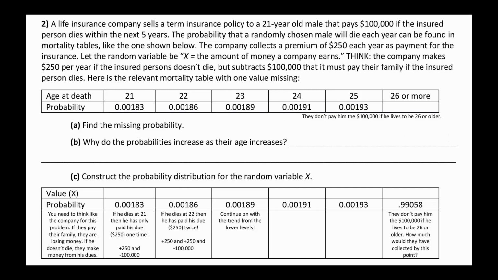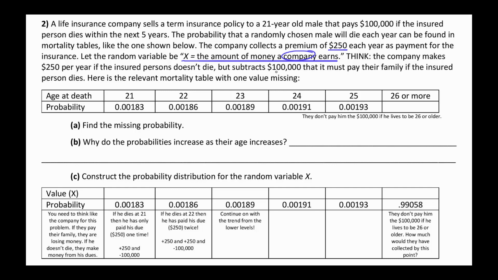So the company collects a premium of $250 each year as payment. So when you sign up for insurance, you have to pay money for that insurance. And for this guy, it's $250. So we're going to let this random variable be the amount of money that the company earns. Now that's important. We're not thinking about the person, we're thinking about the company. So the company makes $250 per year, but that's only if the insured person doesn't die.